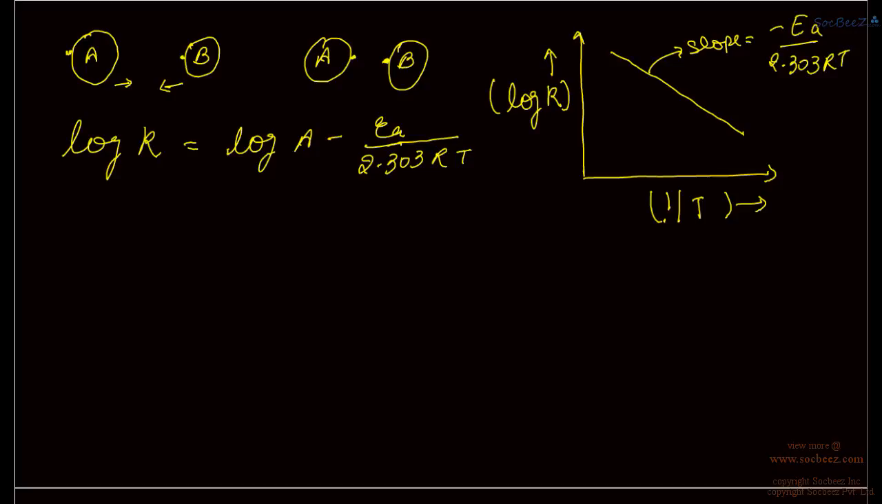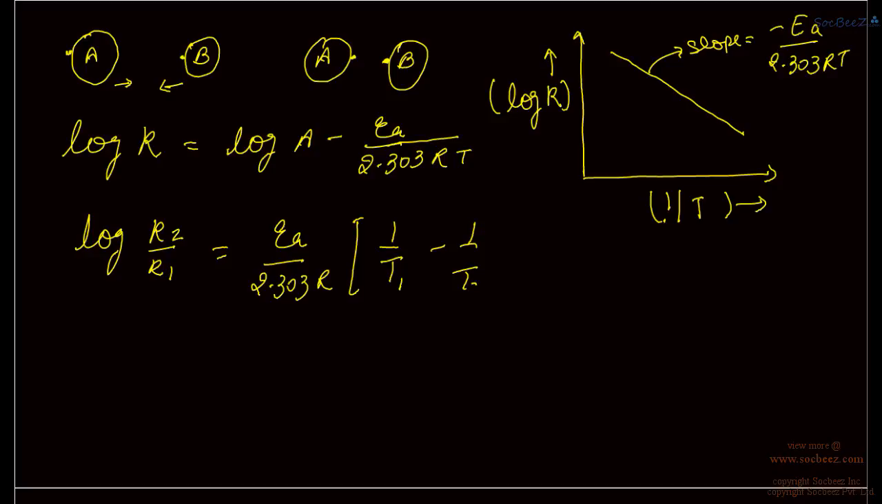Now, if we compare the values of k at two different temperatures, suppose T1 and T2, then we will get two different values known as k1 and k2, and they are related by the formula log k2 upon k1 equals Ea upon 2.303 R times (1 upon T1 minus 1 upon T2).